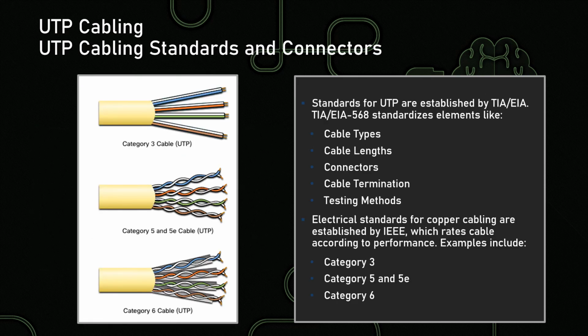Here we can see a standard Cat 3 where there's no twisting. The pairs are linked together. Cat 5, we have the standard twist, and then Cat 6, you can see down there at the bottom, has the individual plastic jacketing to help separate it. If it was foil, it would be STP. So the standards for copper cabling are established by IEEE, and the standards specifically for UTP are established by TIA-EIA, which means that the TIA-EIA 568 standard has to follow both the categories from IEEE as well as the lengths, types, and connectors that are used for the 568.